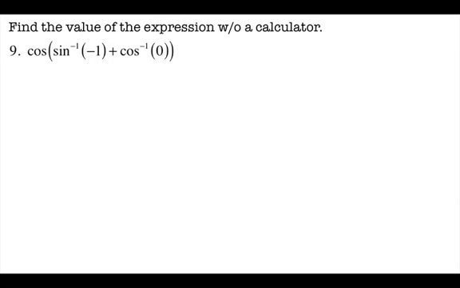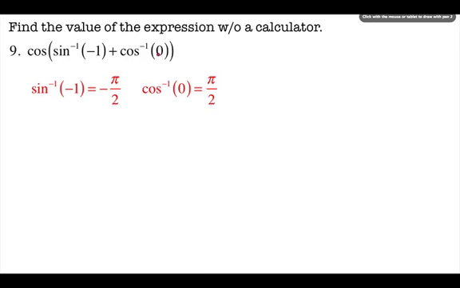This is a lot easier than number 8. It says find the value of the expression without a calculator. It says cosine of, and then you have sine inverse of -1, cosine inverse of 0. Now if you remember, this represents an angle. And you should feel comfortable seeing why this is the answer. This is saying, for what angle do you get -1 for sine, and it's negative pi over 2. And you have done this before. For the second one, for what angle do you get 0 for cosine, and it's pi over 2.